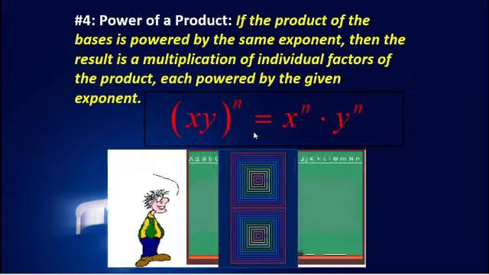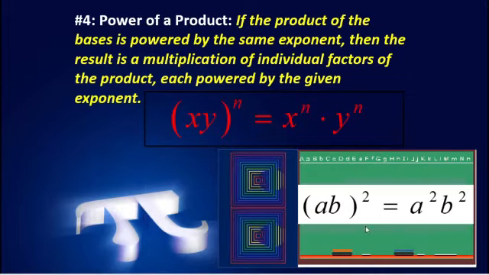So, example. We have a, b quantity squared. So, may dalawang elements tayo dyan, dalawang variable, which is a and b. So, i-distribute lang natin yung exponent na nasa labas dun sa bawat element. So, that will become a squared, b squared.